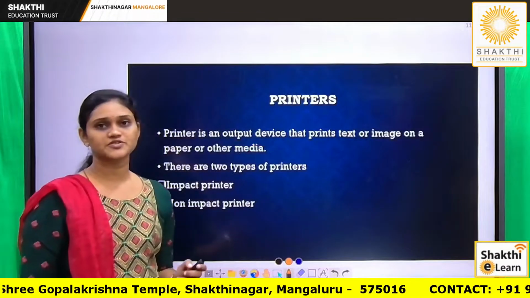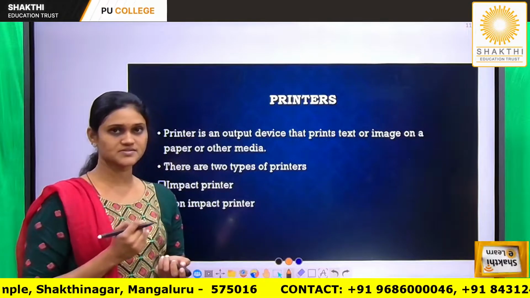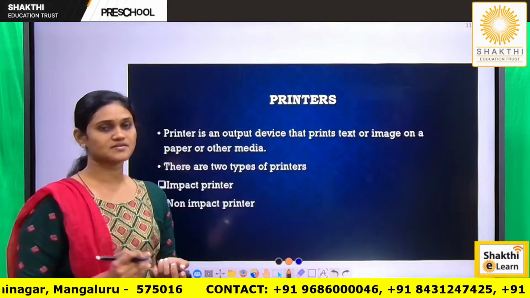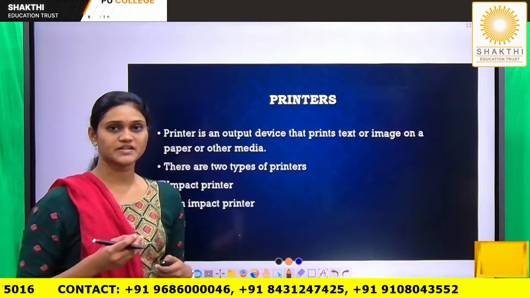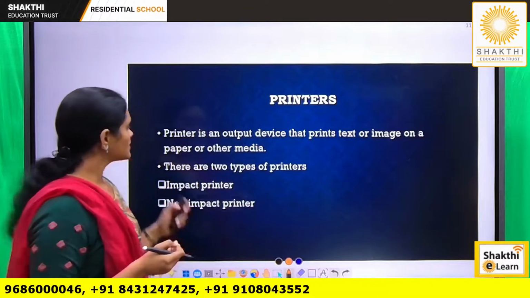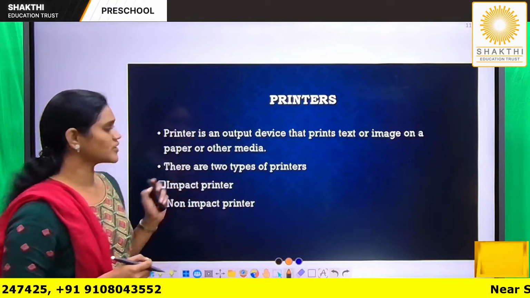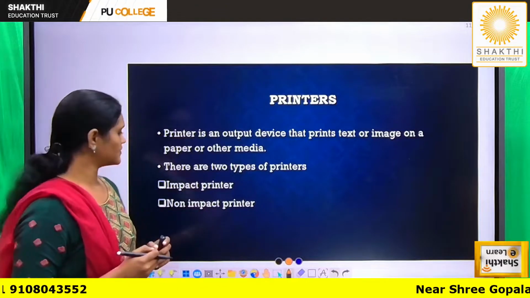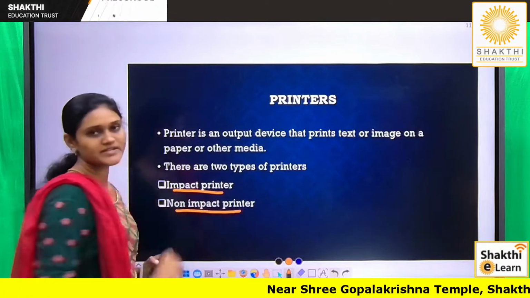Now coming to printers. We have seen input devices, scanners. Now coming to the printers. Why do we need a printer? Definitely when we want an output, we use printers. So a printer is an output device that prints text or images on paper or other media. There are two types of printer: impact printer and non-impact printer.